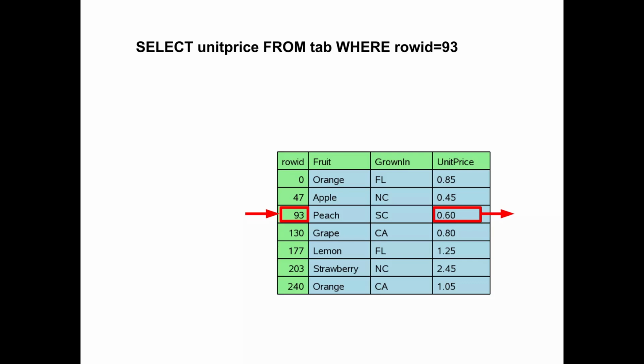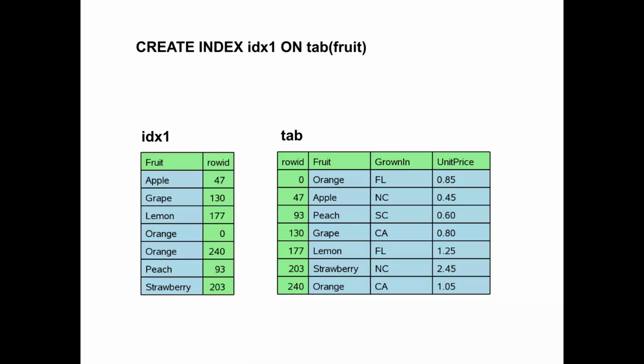But the really key point is here, nobody really cares what the unit price is for row ID 93. That is not something that an end user cares about. You want to know what the unit price is for peaches. So for this, we need an index. And an index typically looks something like this thing over here on the left, index 1, where we're indexing the fruit column. What happens is it builds kind of a separate table, often in a separate file, and it puts all of the values for fruit there in order. And it also records their row ID.